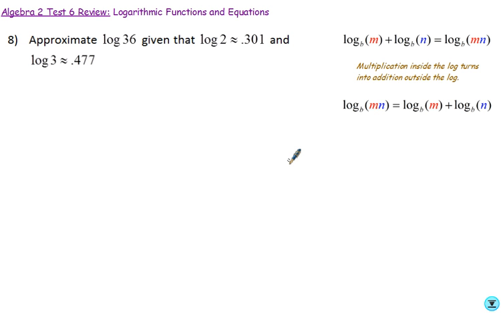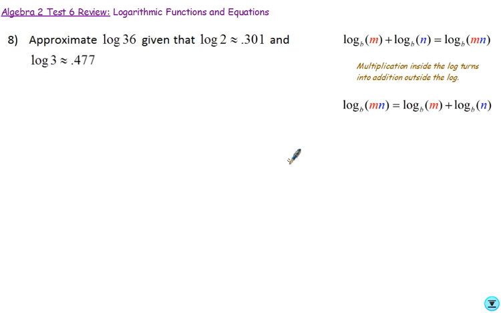All right, let's take a look at number 8. It says approximate log of 36, given that log of 2 is approximately 0.301 and log of 3 is approximately 0.477. So this is one where what we're going to do is kind of an 1800s way of doing this, where you know the log approximations. This is kind of pre-calculator-ish, but still a standard that they want us to be familiar with.